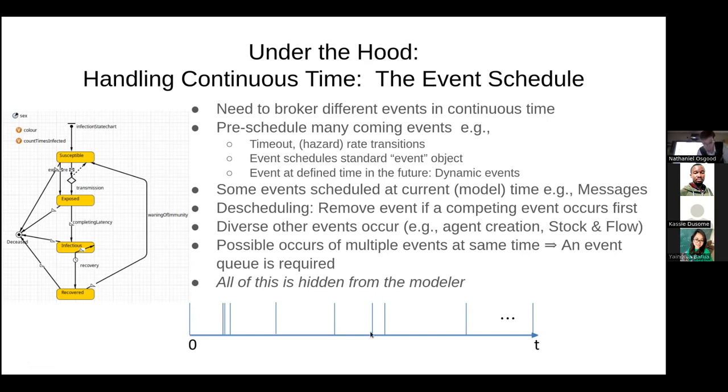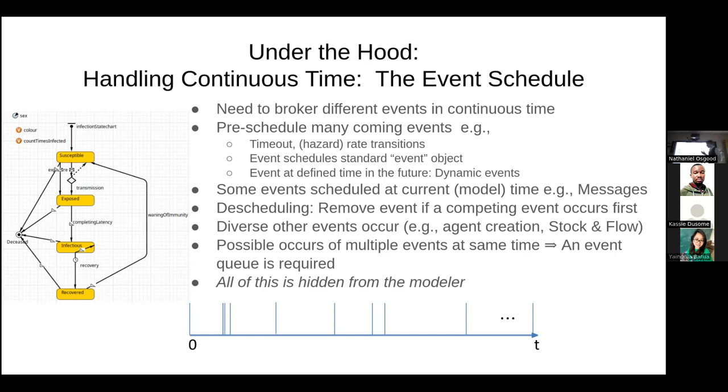Maybe this one is another individual giving birth. Maybe this one is, you know, an infection of an individual. Maybe this one is someone developing diabetes. Maybe this is also someone developing diabetes. These are discrete occurrences, discrete sort of events or things which occur. And we call this a discrete event schedule because these things occur at specific points in time.